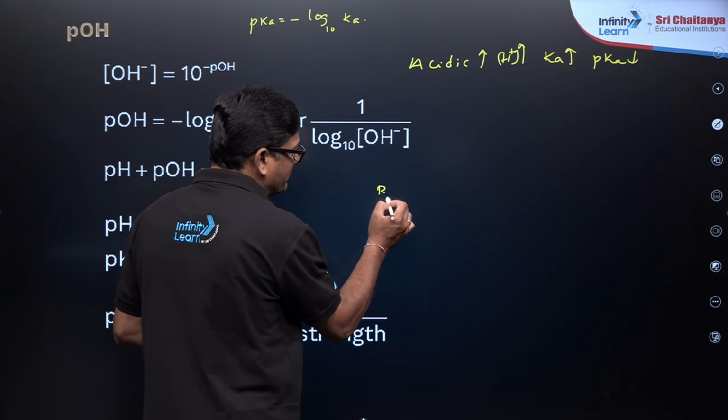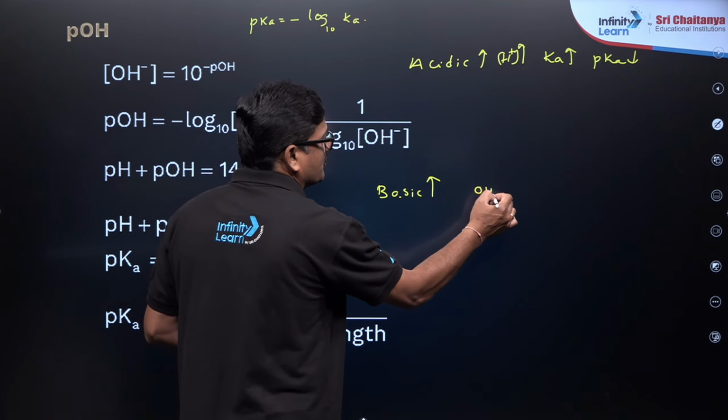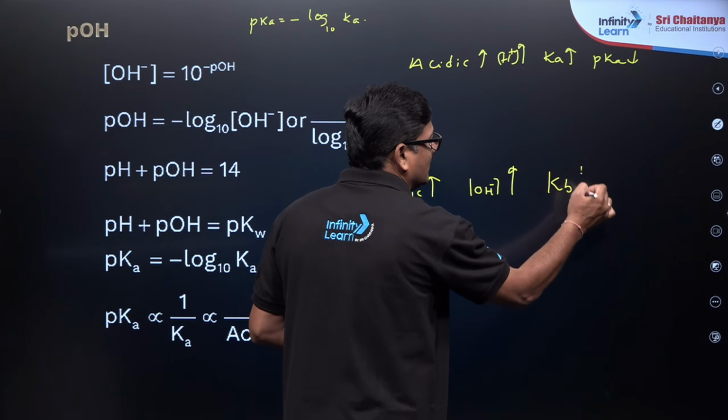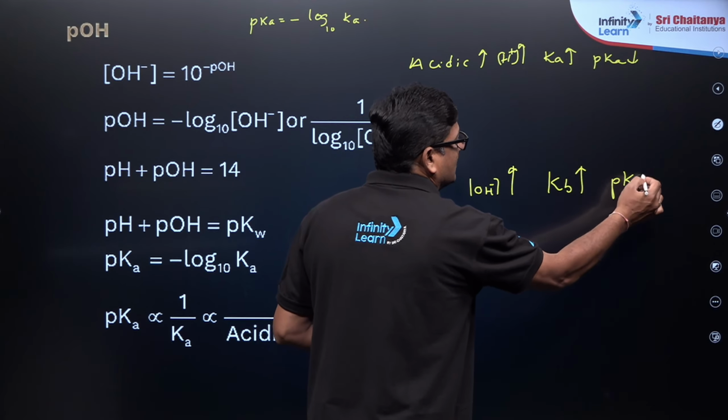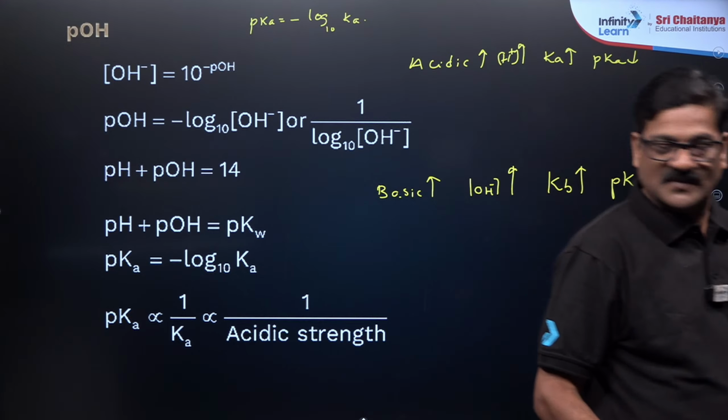And similarly, as the basic strength increases, its OH minus concentration increases, its Kb value increases, and its pKb value decreases. Got it? Abhinav?